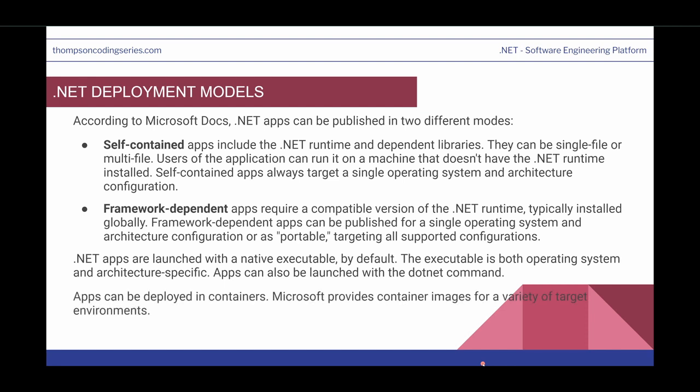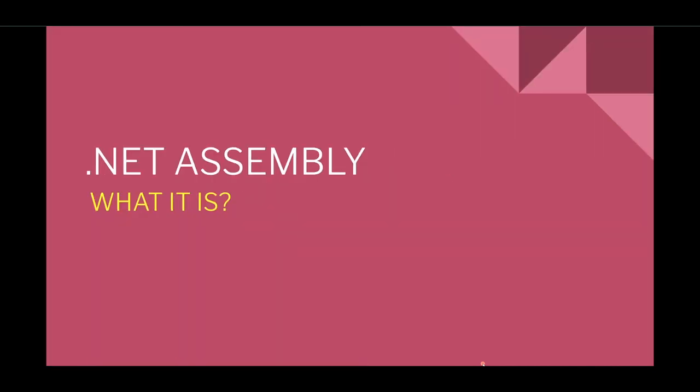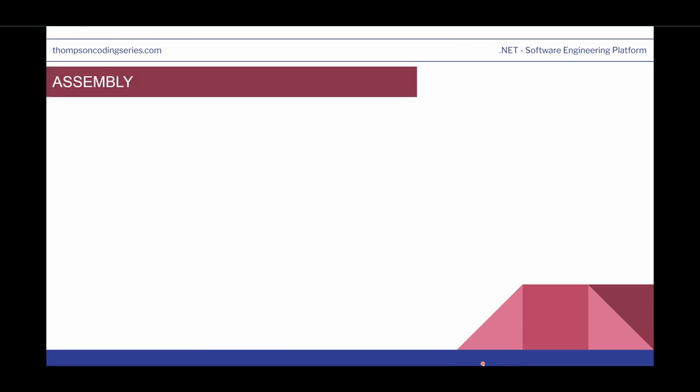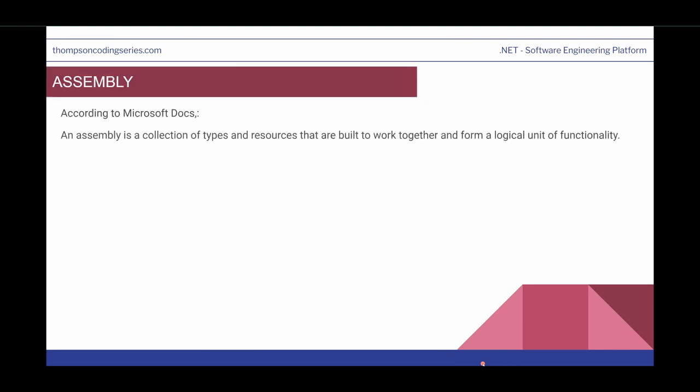The next thing, apps can be deployed in containers, so .NET applications can also use Docker containers. Microsoft provides container images for a variety of target environments, and that is the beautiful thing about .NET. Alright, so what is a .NET assembly? A .NET assembly is basically the end product of your application. It can be either a .dll file or an .exe file.